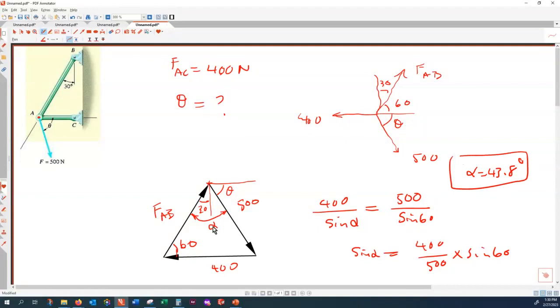All right, now that I know alpha, this one is also theta. So I know that theta plus alpha plus 60 is equal to 180. So theta plus 43.8 plus 60 is equal to 180. And now by taking away 60 and 43.8 from 180, you can calculate theta.